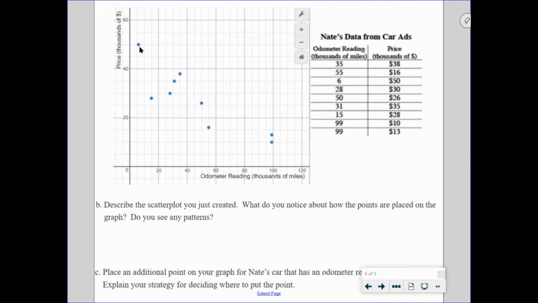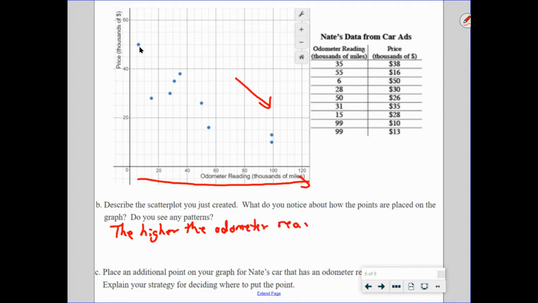Okay, so here we go. What do you notice? It does appear that as the odometer readings get bigger, the price does seem to go down, doesn't it? Okay, so that's a pattern I seem to notice. So what do you notice about the points placed? The higher the odometer reading, the lower the cost. Okay? Higher the odometer reading, the lower the cost seems to be.